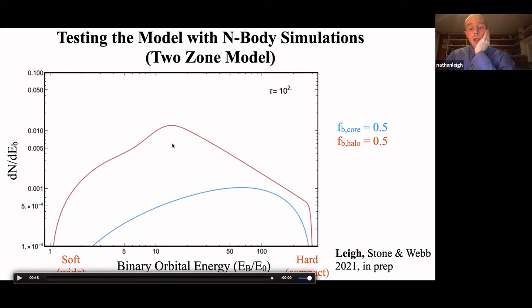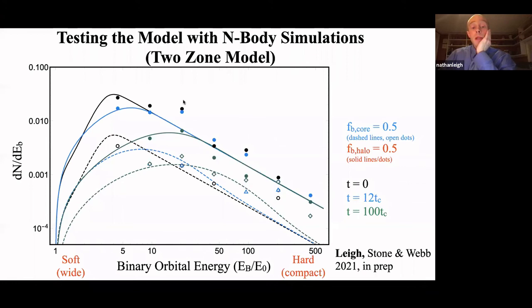And I am almost finished here, but I will show you very briefly that the agreement is indeed improved. So we can look at a comparison between the simulations and our analytic theory for just the core and the halo separately. I'll show those two populations separately in just a second, but just to briefly introduce the plot. The colors show binary energy distributions at time t equals zero in black, after 12 core relaxation times in blue, and after 100 core relaxation times in green. The solid lines and solid dots show halo binaries, whereas the dashed lines and open dots show core binaries.